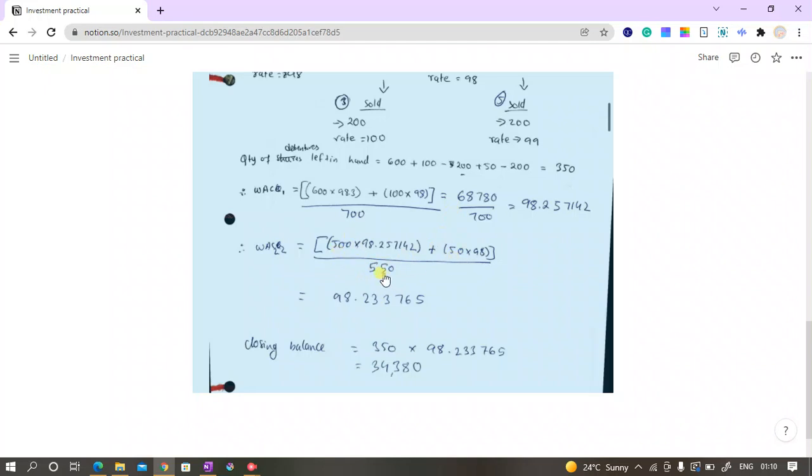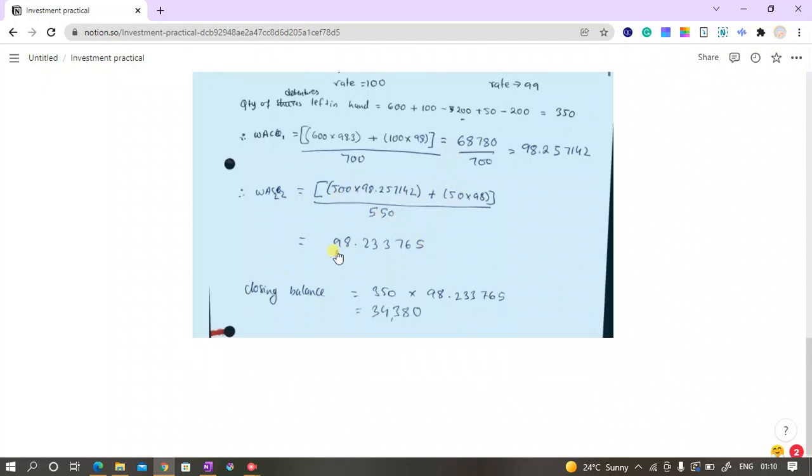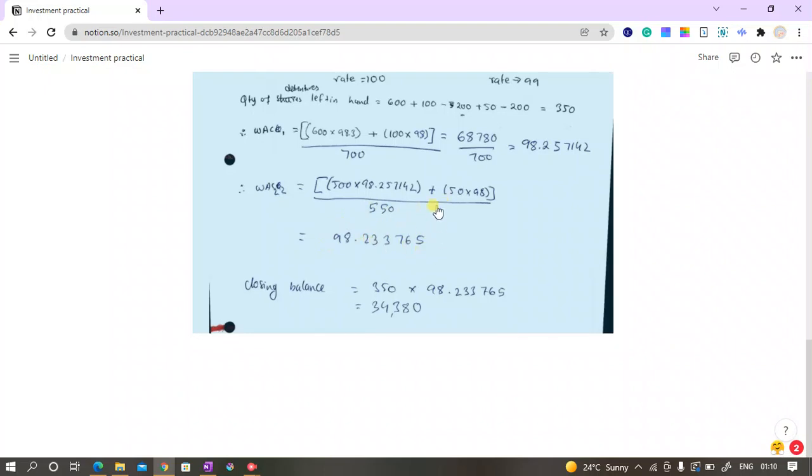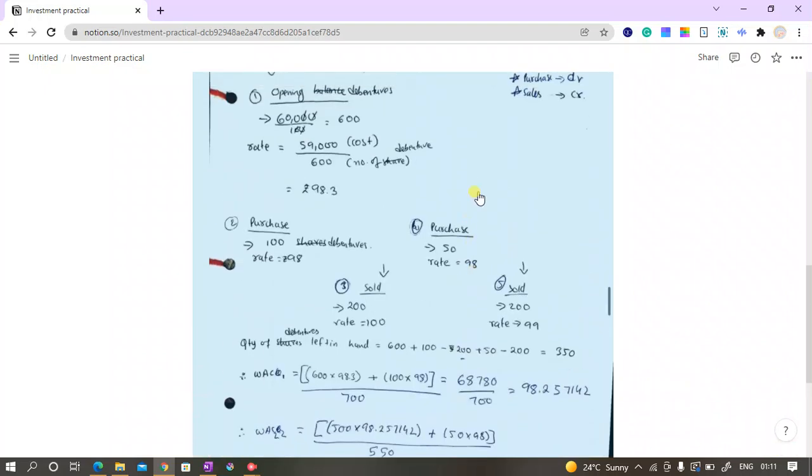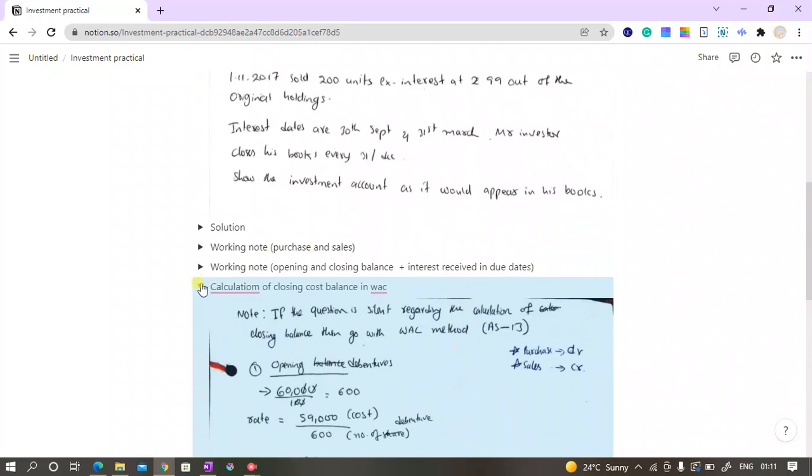So we will divide it by the number of shares, which is 500 plus 50, that is 550. Then we'll get this number; we need decimals to get the correct answer. Now, to get the closing balance, we multiply the total number of shares we have by this answer. We'll get 34380, so this will be on the credit side of the closing balance in the cost column.